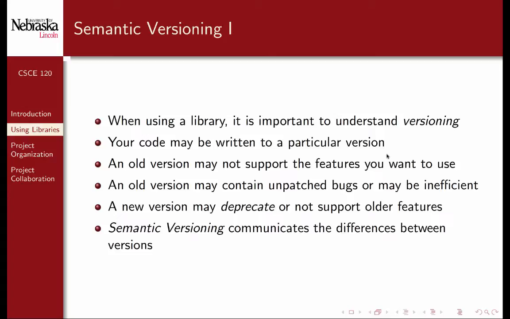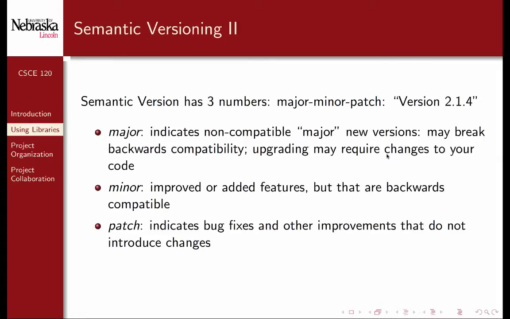Semantic versioning communicates the differences between these versions, giving you an idea of what applies. Typically, it has three numbers: a major, a minor, and a patch number. For example, version 2.1.4. The major number indicates a non-compatible major new release. It may break backwards compatibility, and upgrading may require you to make changes in your code. A minor version release may add or improve features, but generally they are backwards compatible. A patch indicates bug fixes and other improvements that do not necessarily introduce new changes, such as minor or major.